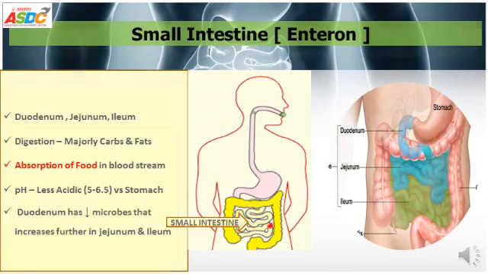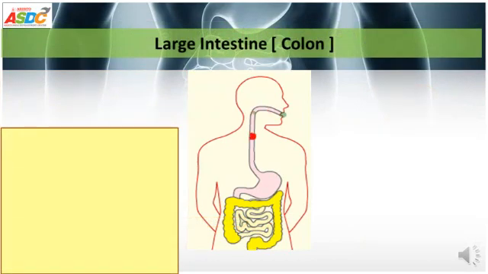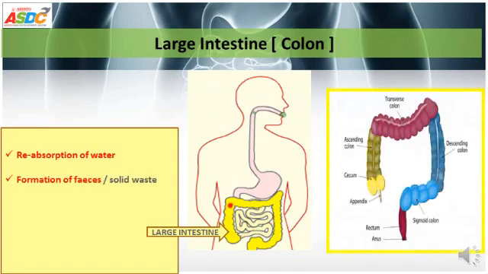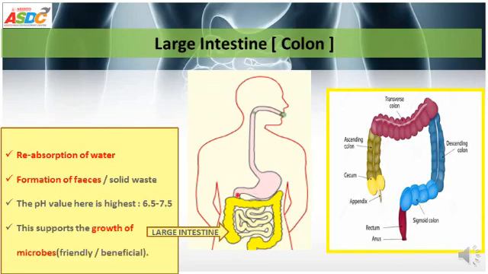The food will now enter into the large intestine, called as colon. Large intestine helps in reabsorption of water. It ensures the formation of solid waste, that is feces. The pH value here is the highest, in the range of 6.5 to 7.5. Thus, it is ideal for the growth of microorganisms, which in turn will support our gut health.